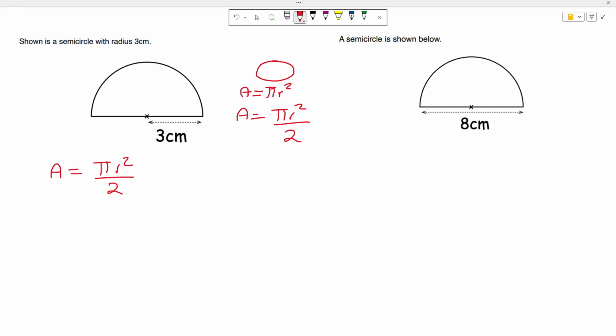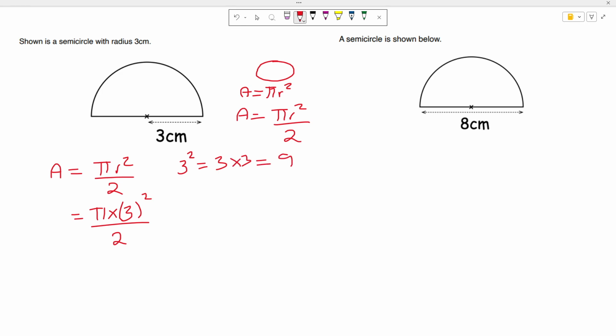Now, we know that the radius is 3 centimeters. So what do we have? We have pi times 3 squared divided by 2. Pi times 3 squared divided by 2. Now we know that 3 squared is equal to 3 times 3, which is 9.